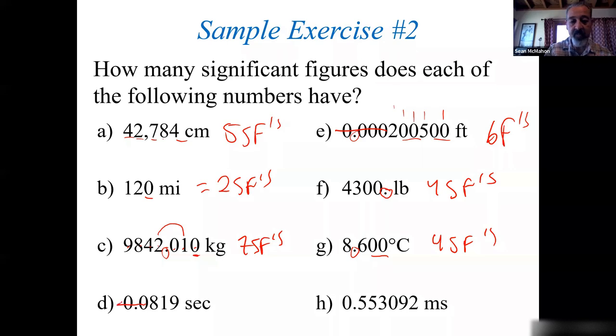Leading never count, just put a line. 3 sig figs. I want to make it easy on myself. Right? And then over here, what do I have? Leading doesn't count. 1, 2, 3. This counts because it's captive. 4, 5, 6 sig figs. Okay, so that's sample exercise 2.